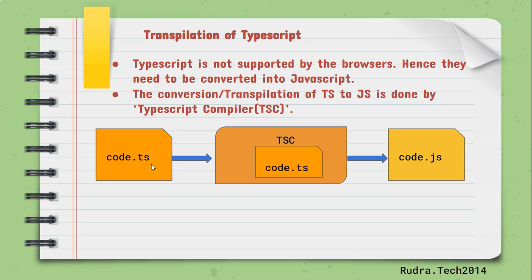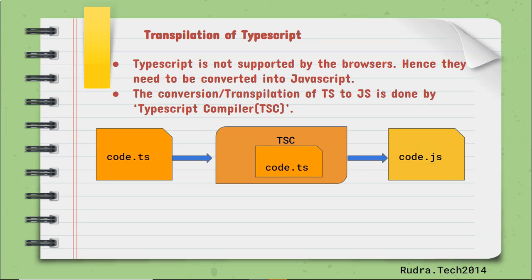Now ts is a default extension for TypeScript files. This code.ts is fed to TSC, that is the TypeScript compiler, which converts that particular TS file into JS file. This will help the output files to be executed in the browsers. And due to all the features and TypeScript being a superset of JavaScript, that is the compatibility of TypeScript and JavaScript, it is used in Angular.